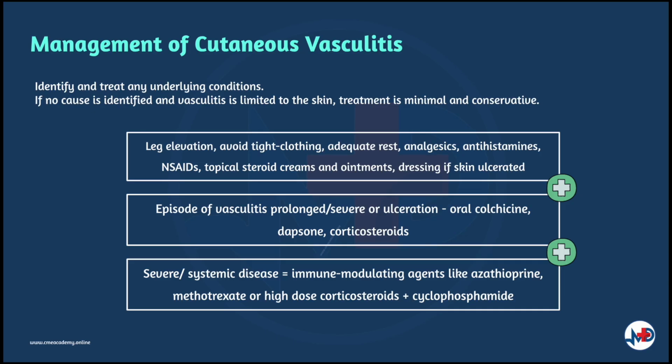Again, any underlying cause should be dealt with. For example, if the cutaneous vasculitis is caused by a certain medication, then stop that medication. Or if it's due to an underlying viral infection, then prescribe appropriate antivirals. However, if the episode of vasculitis is either prolonged, severe, or if there is ulceration, oral colchicine, dapsone, and corticosteroids should be prescribed. If this does not work in severe cases, or if there is the presence of systemic disease, then immune modulating agents like azathioprine, methotrexate, or high-dose corticosteroids and cyclophosphamide should be given instead.